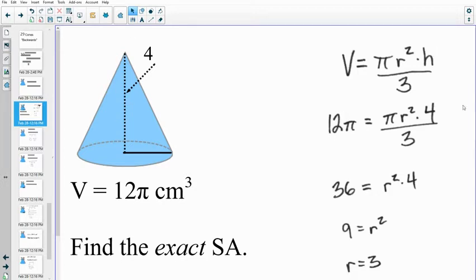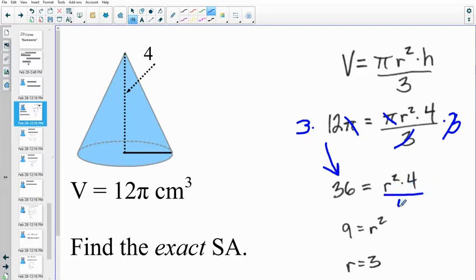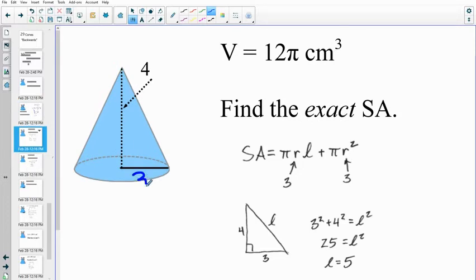So I plug in 12 pi, I plug in 4, and then we get to work doing a little bit of algebra. In this case, pi divided by pi cancels out, so it's gone from both sides. And then I multiply both sides by 3 because I want to get rid of the fraction. So 3 divided by 3 cancels out. 3 times 12 gives me 36. And then all I have left is 36 equals 4 times the radius squared. So I divide by 4 and get 9 is equal to the radius squared. And if something squared is 9, then the radius must be 3. So that gives us the radius of the cone.